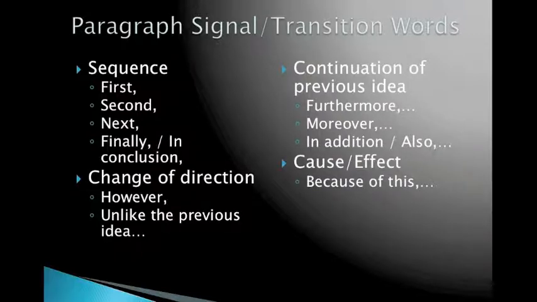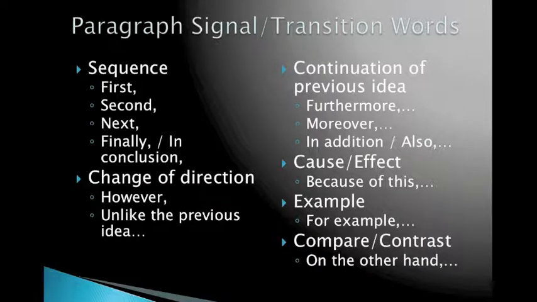Perhaps the paragraph that comes next is somehow the effect of the cause mentioned in the paragraph before. So again, you might want to use words such as because or because of this. Perhaps your next paragraph is an example of something from the paragraph before. Maybe you're explaining something more in detail. You might want to use a word such as for example. And finally, if you're using the comparison and contrast essay types, again, you might want to use a word or a phrase such as on the other hand to help show the distinction between the two.